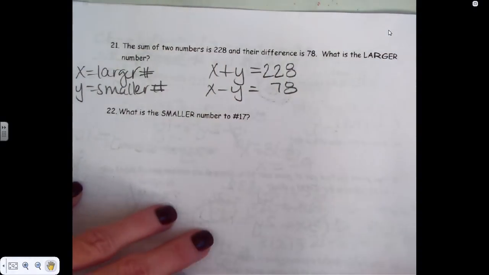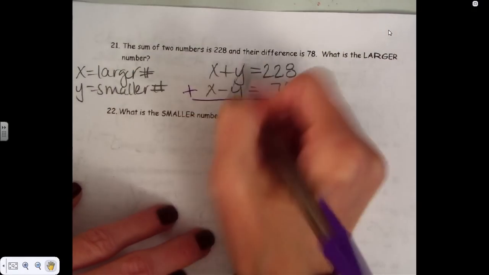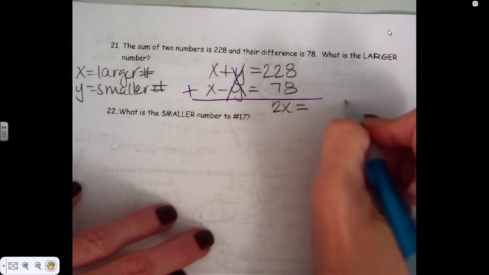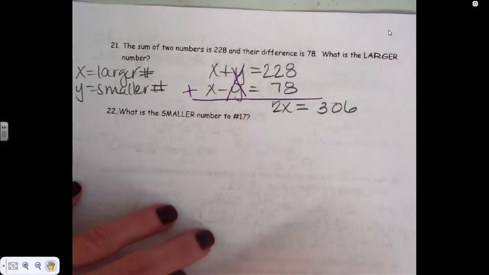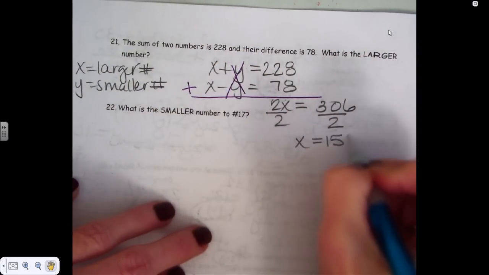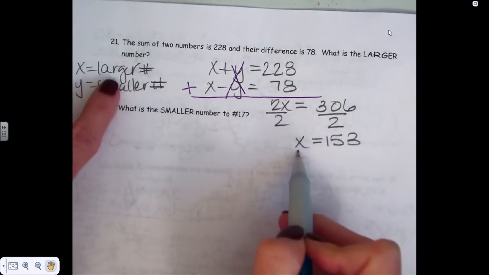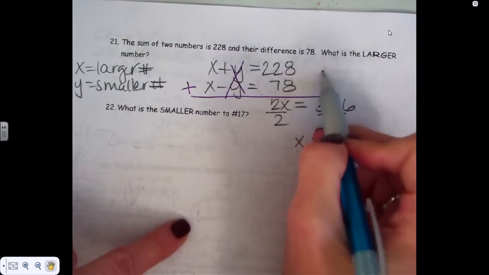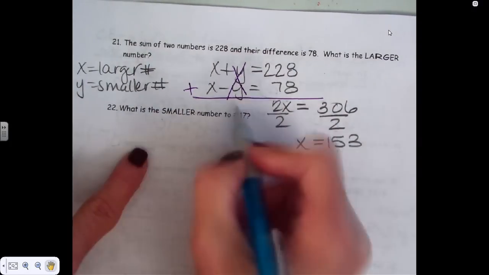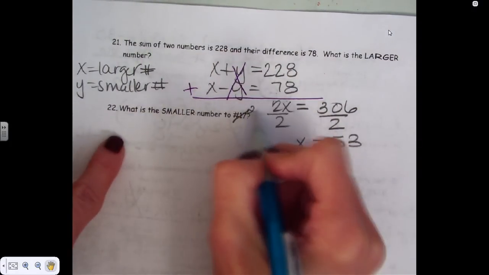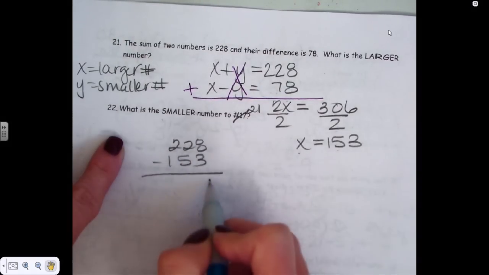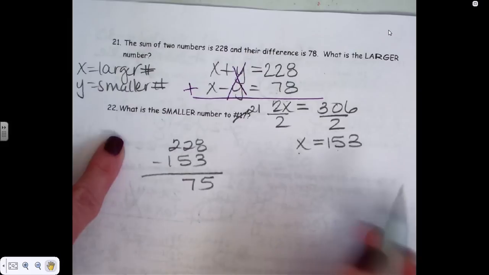I'm going to eliminate. I'm going to add, so y's go away. So that gives me 2x is equal to 306. Divide by 2. So x is 153. And x represents the larger number, so 153 is the larger number, which is what question 21 is asking. Okay, so now to find the smaller number, I take 228 and I subtract 153. And you get 75 as the smaller number.